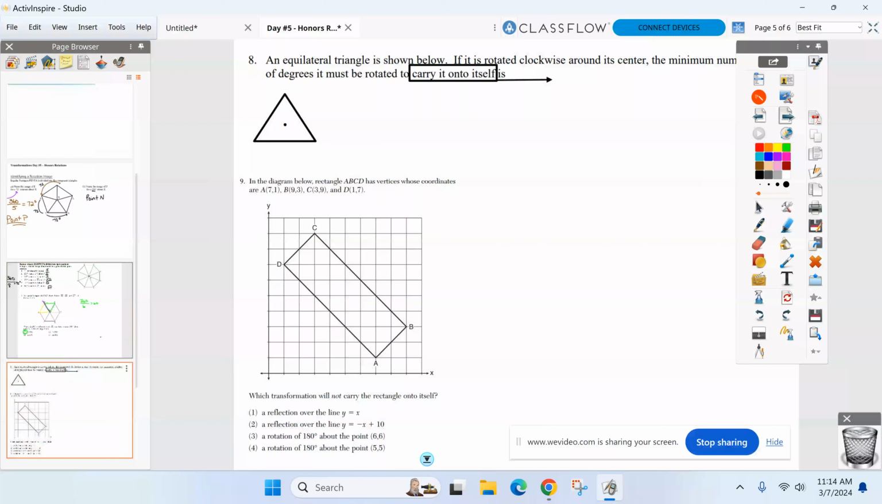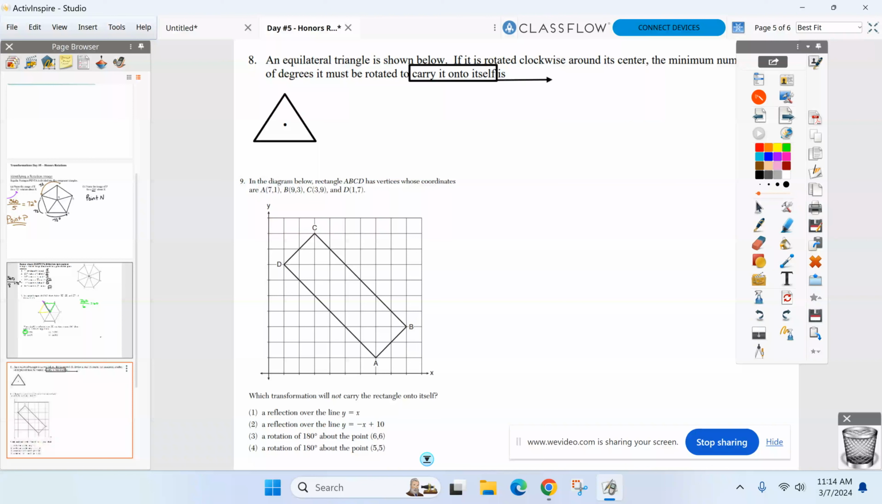So for instance, somebody would say 90. What if I rotate at 90? If I rotate that 90, that does not look like the same triangle I just gave you. I want to know how many degrees, minimum, because I know 360, everyone agrees 360 would work. I'm going to just turn the whole thing around. But that's not the minimum amount of degrees I could rotate it. The minimum amount of degrees I can rotate this so I get this triangle back.